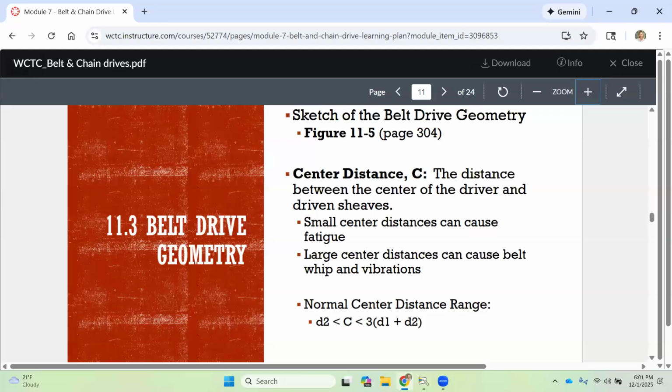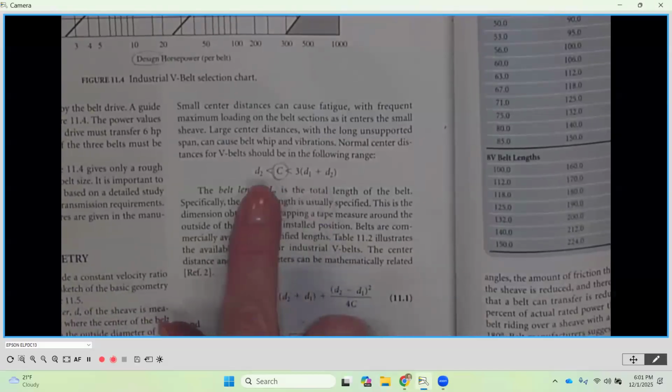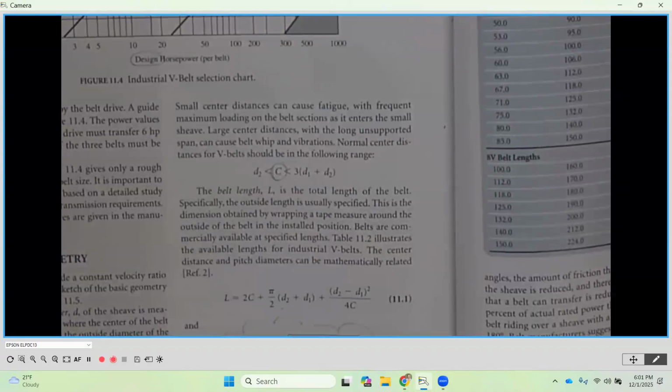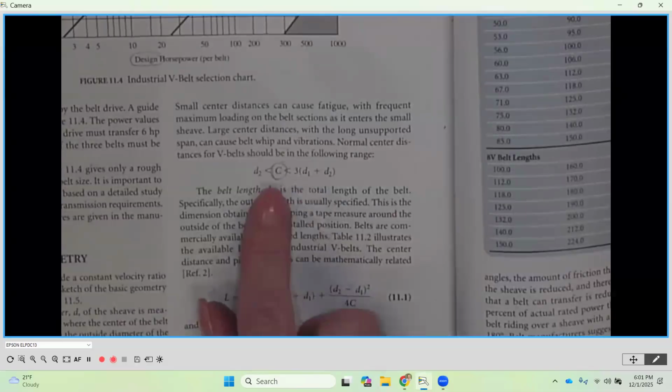We don't want the center distance to be too close because it can cause premature fatigue, or it's going to be a real tight belt over the top. We don't want it to be too large because as it rotates, it could cause what we call whip, or excessive vibration, on that belt. And so then it's going to fail earlier as well. So we want to be in that sweet spot, and that range gets us there, okay? So once we know what our center distance is, we always want to compare it to what the recommended range is going to be.